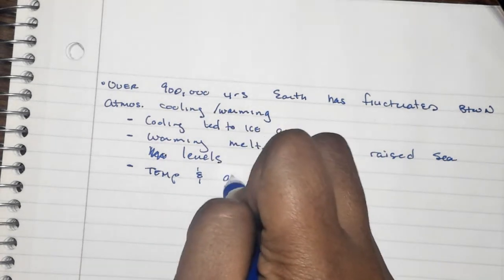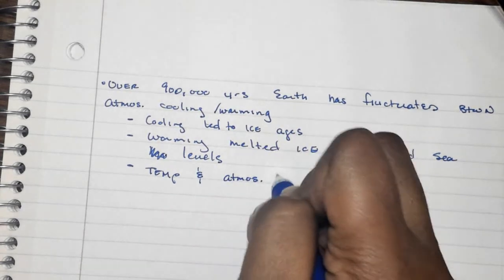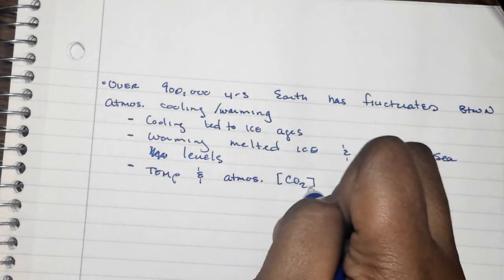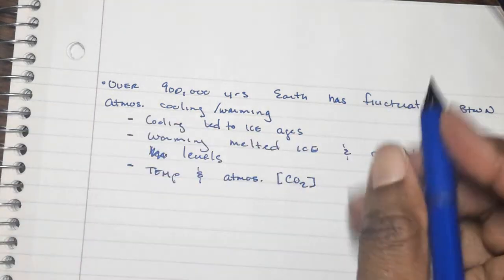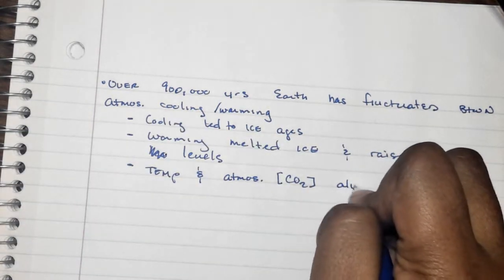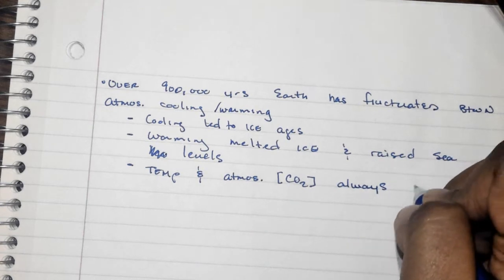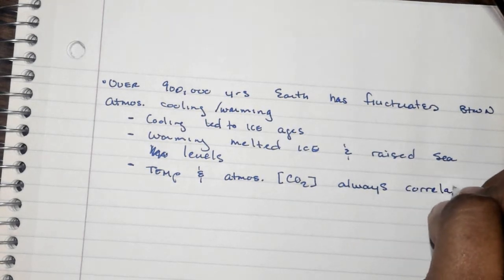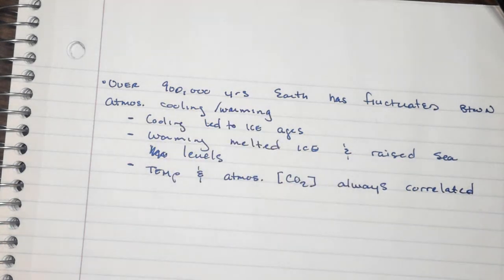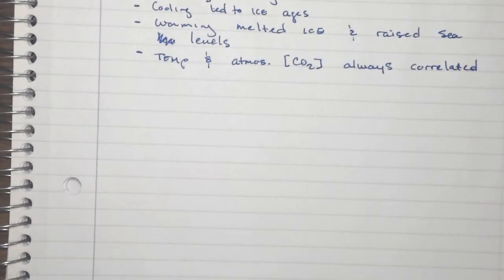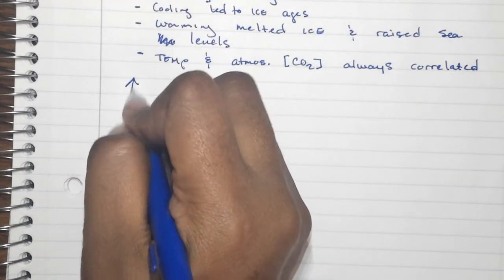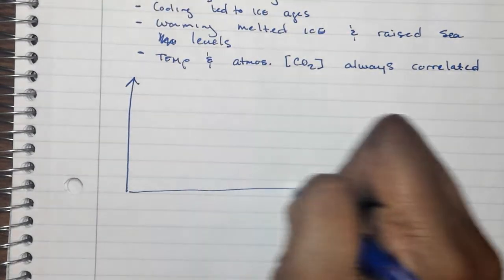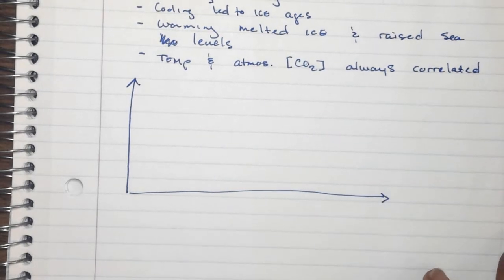Temperature and atmospheric concentrations of CO2 are directly correlated. So as one goes up, so does the other. So drawing a graph real quick. And it doesn't have to be perfect. I just need you to get the gist of it.